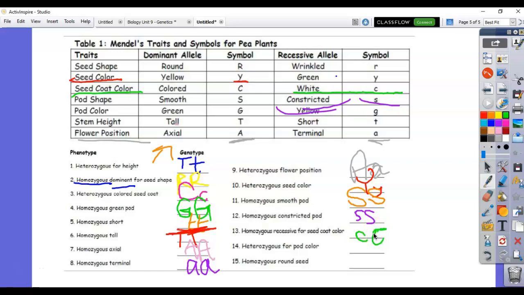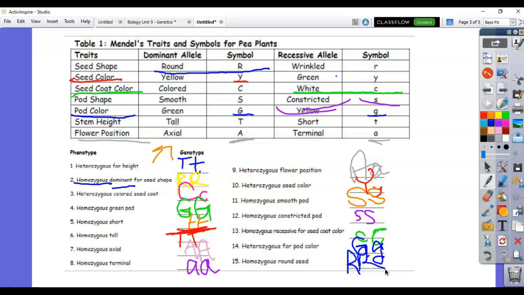All right, heterozygous for pod color. So let's take a look at that one. Pod color is right here. Heterozygous, two the same or two different? Two different. So it's going to be big G and little g. And then homozygous round seed. Homozygous, two the same or two different? Two the same. So round, we're going to have two of the same, so two capital R's.